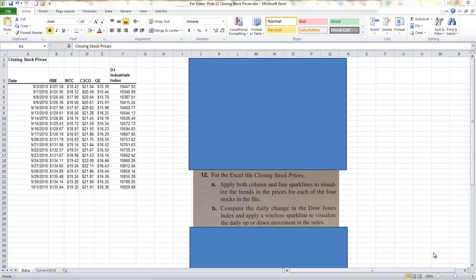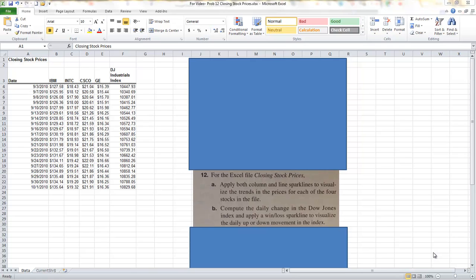This is a solution for Chapter 3 of Evans, Problem 12. We've got a couple parts here, and we're going to be taking a look at spark lines. Part A is just to figure out how to get some of these spark lines showing on our columns. And the second part is to actually manipulate some of these numbers, and take a look at the win-loss spark line format that we have here.